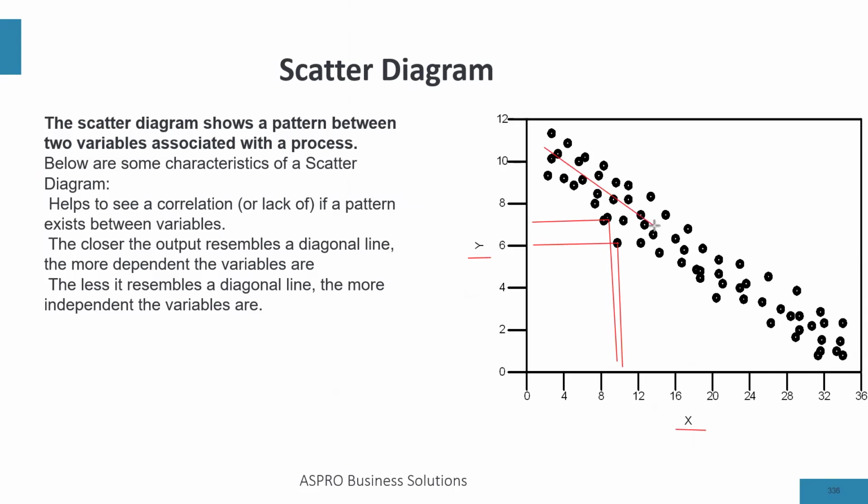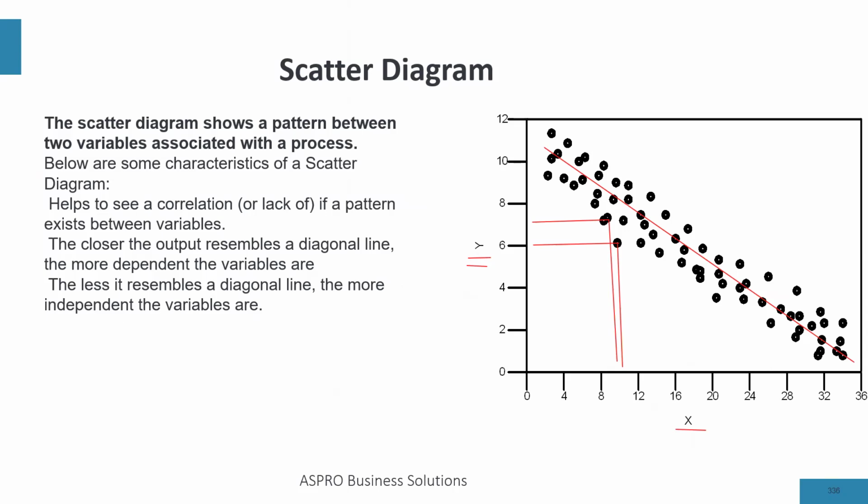And if you can draw a line of best fit with the data points close to the line of best fit, it means there's a relationship between the two variables that are being tested in your project.